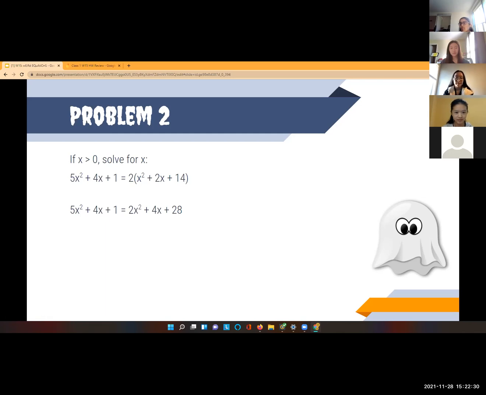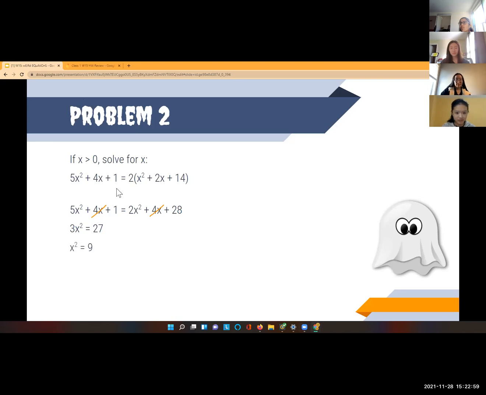So now we can just subtract some things. If we subtract 2x squared from both sides, we are just left with 3x squared. We can cancel out the 4x's, and you subtract 28. Oh, sorry, you subtract 1 from both sides as well. Now you're just left with 3x squared equals 27. So we divide both sides by 3, and we get x squared equals 9.